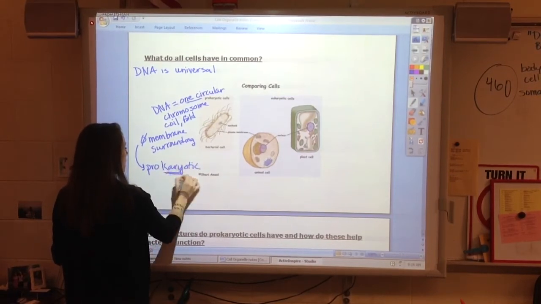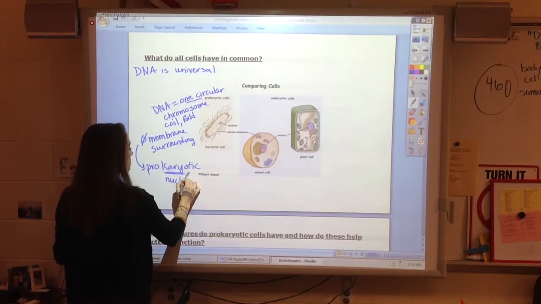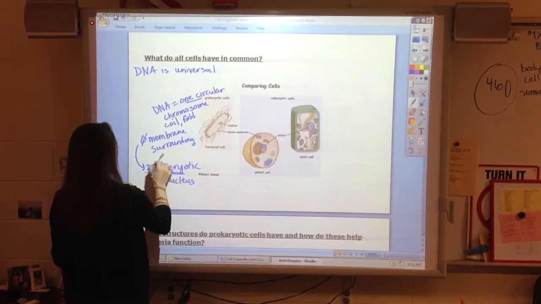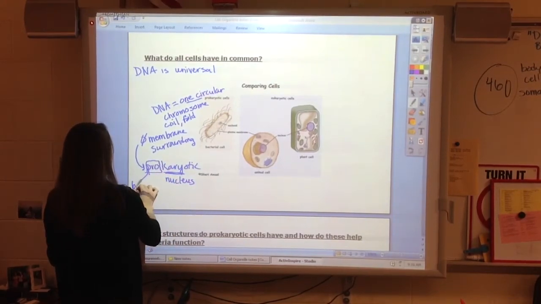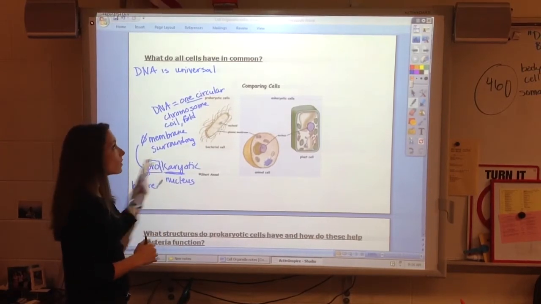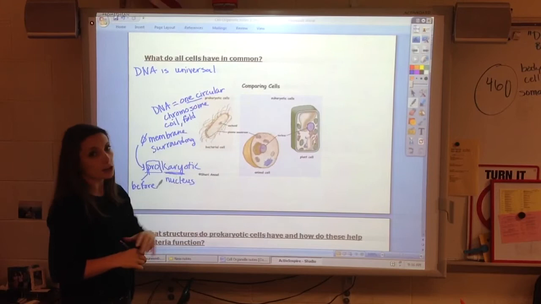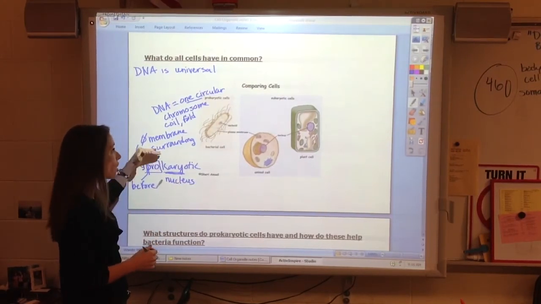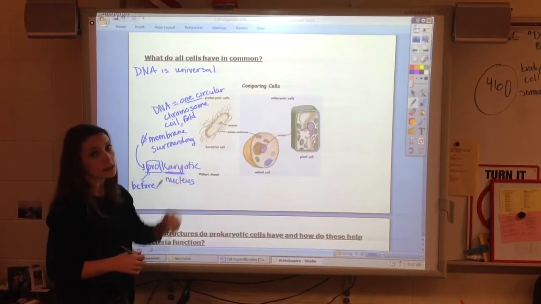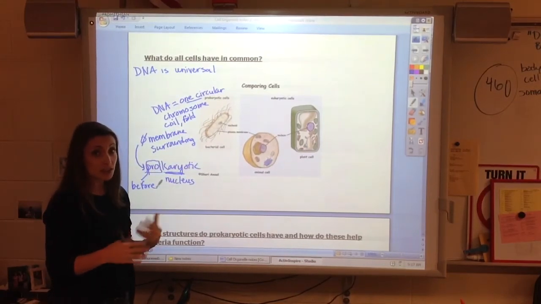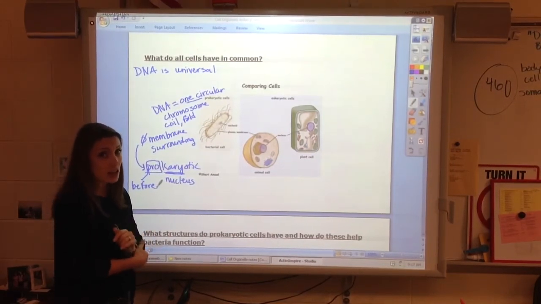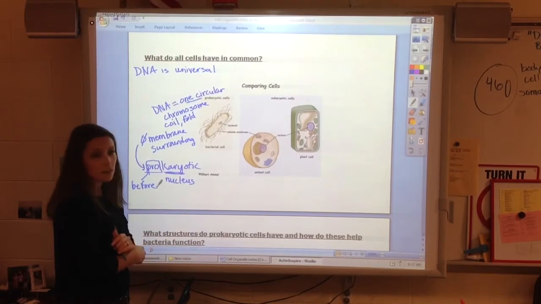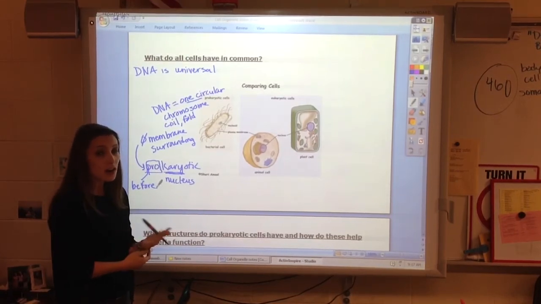And kary actually means nucleus, and pro means before. So if you look at the actual word prokaryotic, you can break it down into what the word means: before a nucleus. No membrane surrounding the DNA. The advantage to this is it's easy to get to the DNA. The disadvantage is it's not very well protected. It's not very well organized.